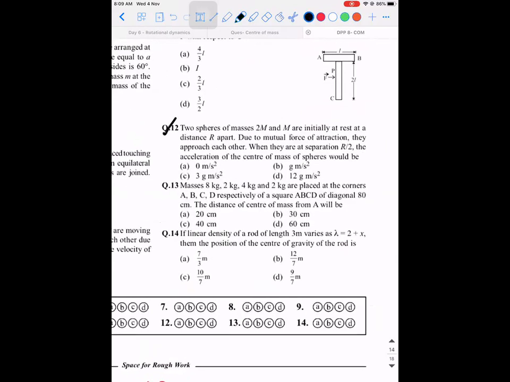So let's do the 12th one. Two spheres of masses 2m and m are initially at rest at a distance r apart. Due to the mutual force of attraction, they approach each other. When they are at a separation of r by 2, the acceleration of the center of mass of the spheres will be... It's 0. Same logic. Initially at rest, the acceleration of the center of mass will still be 0.